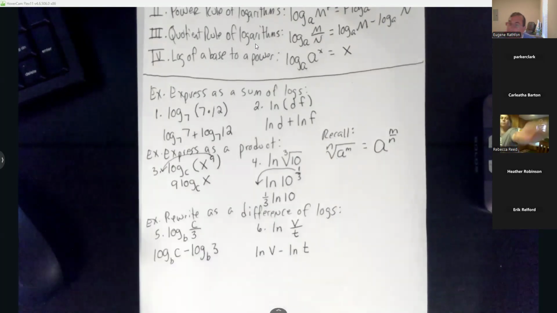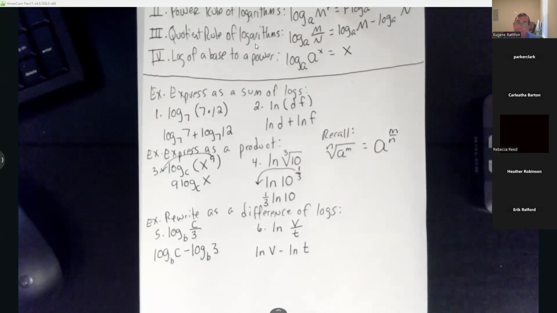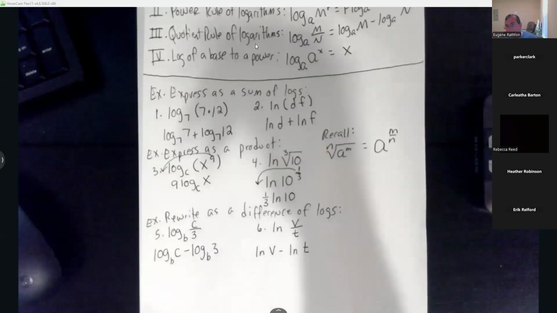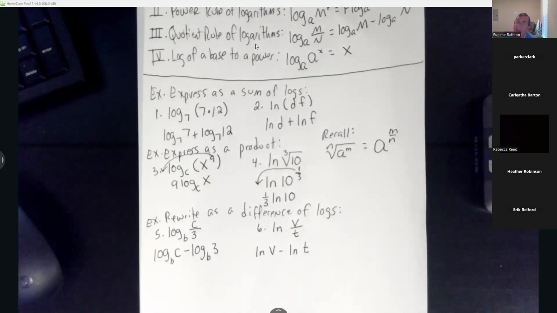So what they'll start doing, they're going to use all these little properties and they're going to expand our problems out a little bit wider now, okay? So they won't tell us which property to use. We got to know based on, are things being multiplied? Do we got exponents to deal with? Are they being divided, okay?